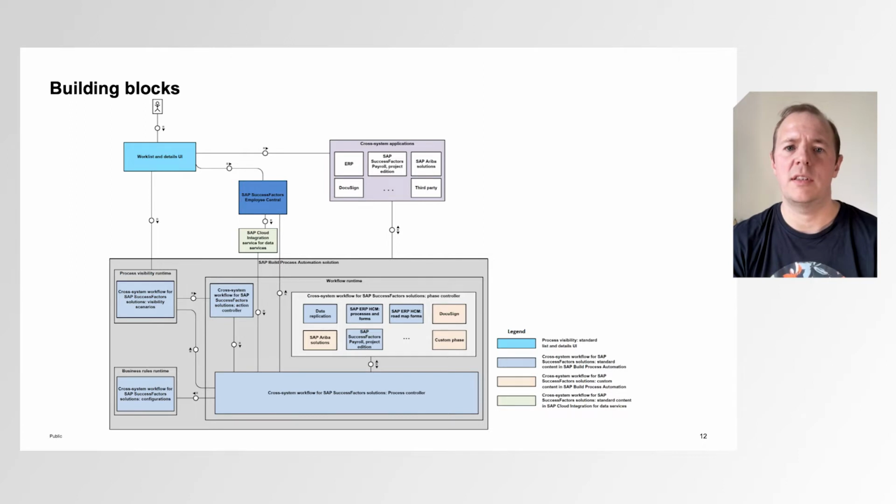The worklist and details UI is the standard UI provided by Process Visibility capability. We deliver a single visibility scenario which contains all cross-system workflow items.